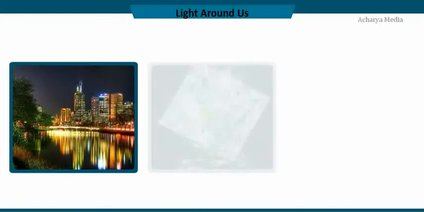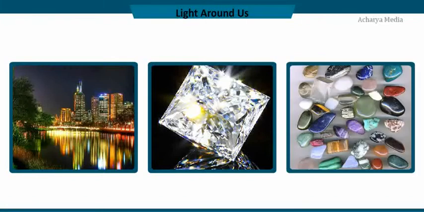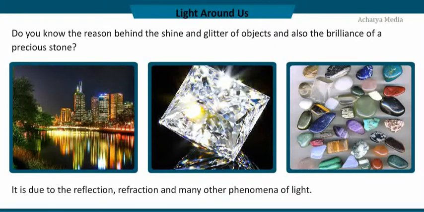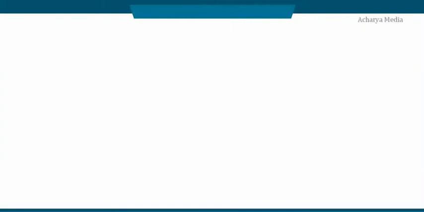We begin every day with light. We see many things around us. Light is a part of life to survive. We see shining objects, glittering objects, and the brilliance of precious stones, and so on. Do you know the reason behind them? Yes, it is due to the reflection, refraction, and many more phenomena of light. Scientists had actually tried to explain the nature of light and its various phenomena.